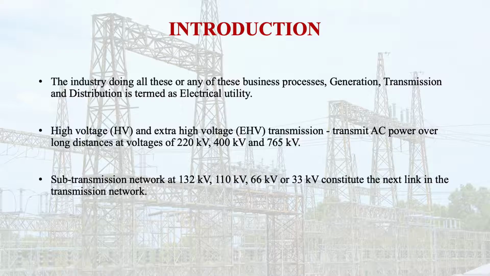So now what is sub transmission network? After the generating station, when power is transmitted at very high voltages, it is again stepped down when the sub transmission network comes, the sub transmission stations. What happens there? This voltage is reduced to 132 kV, 110 kV, 66 kV or 33 kV, and this constitutes the next link in the transmission network.